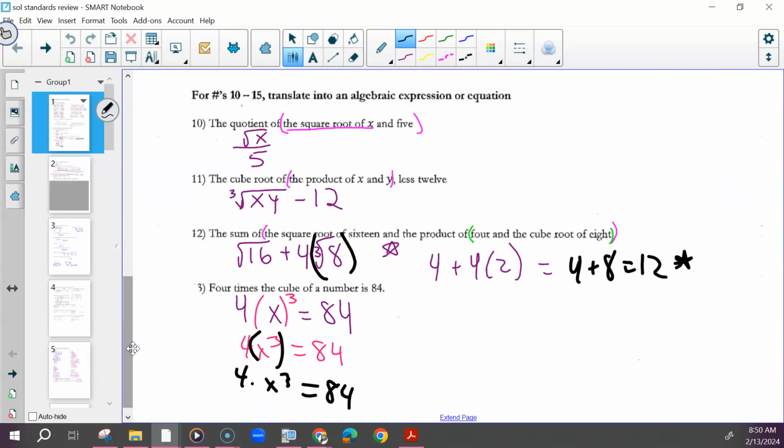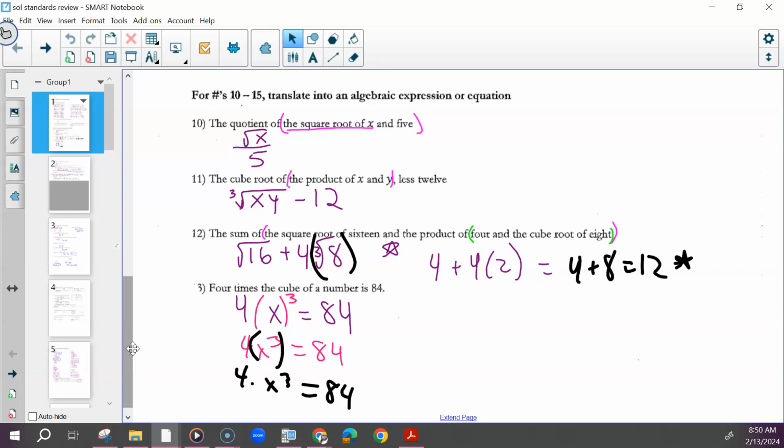And then for your translating, there wasn't really any variation. These should have been the answers. Notice where I put parentheses around in the words to say this goes together. The quotient of the square root of x and 5, so you're dividing. The cube root of the product of x and y, less 12. The comma shows that it goes after the cube root. The sum of the square root of 16 and the product of 4 and the cube root of 8.